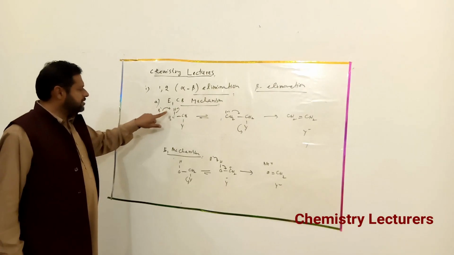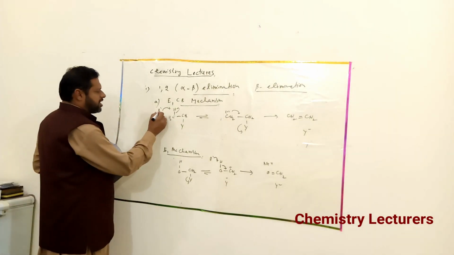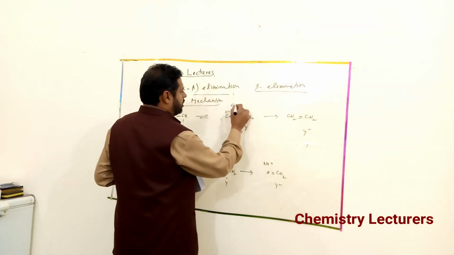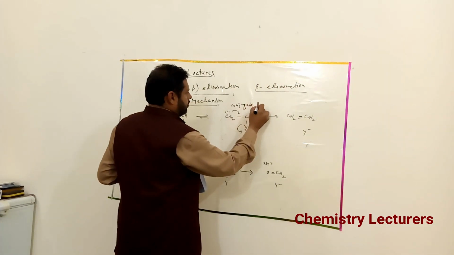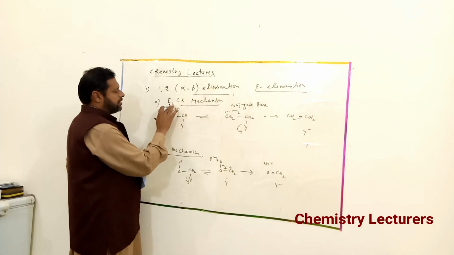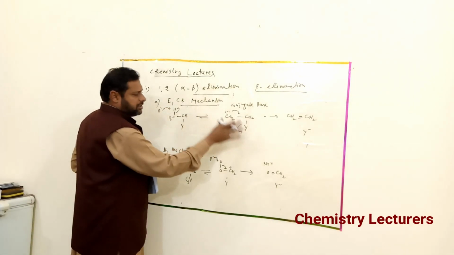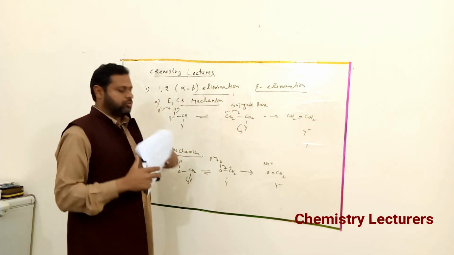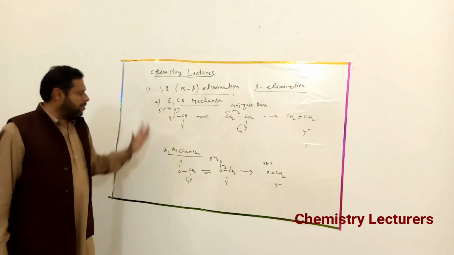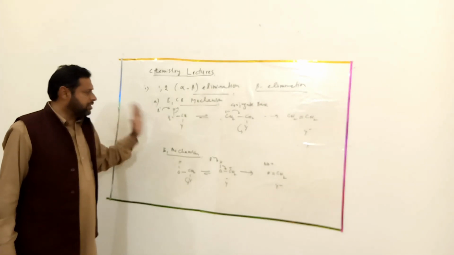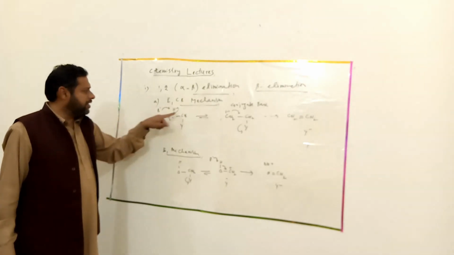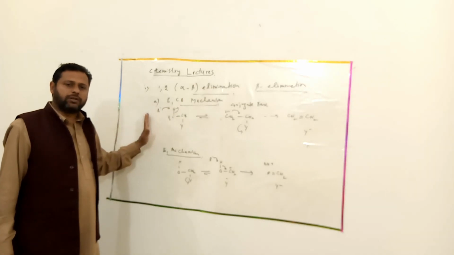As you can see, the base is removing the proton, so it means this one is an acid, and an acid after removing a proton is converted into a conjugate base. Due to this, the name is E1CB, E1 conjugate base mechanism. In this case a conjugate base is formed, and from the conjugate base this group is removed, so this is called the E1CB mechanism. Among all these three mechanisms, the most important and most favorable is the E2 mechanism. E1 and E1CB are the least favorable mechanisms among these three.